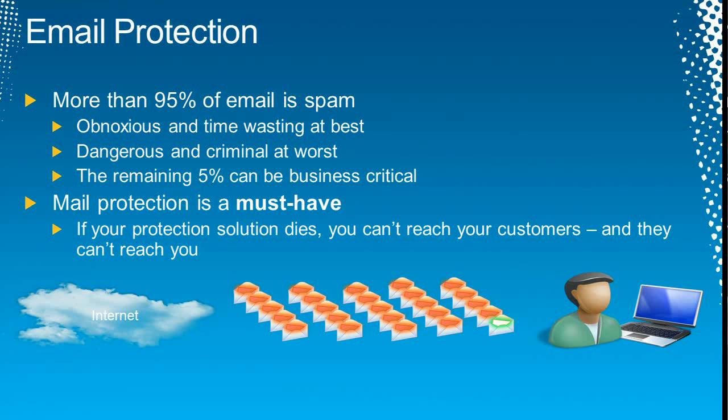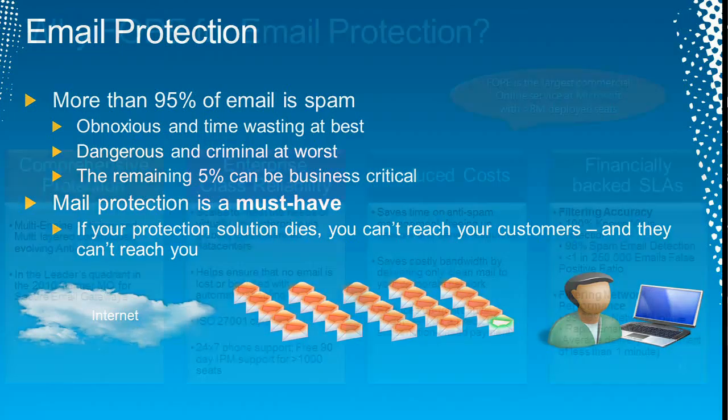But of course, the flip side is that the 5% or so that's remaining, that's business critical. You've got to have that. So when we think of filtering and spam protection, it's not just about catching all spam. It's not catching the critical stuff when you shouldn't. So mail protection is clearly a must-have. Solution has to be reliable, has to be effective.